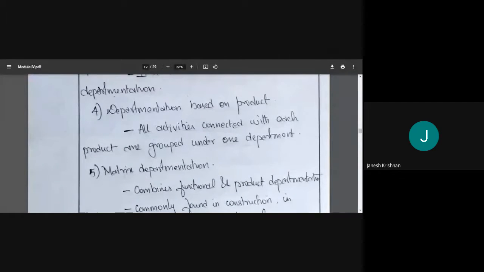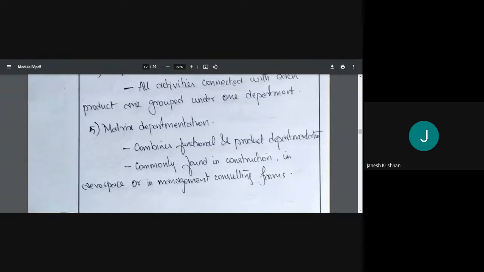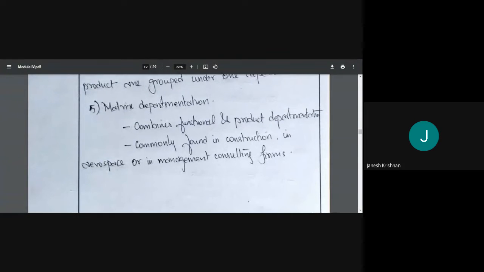Then the last one is matrix departmentation. Matrix departmentation means it's a combination of functional and product departmentation, the first one and fourth one. It is commonly found in construction, aerospace, or management consulting firms. Okay? The example is, suppose you are having a construction company. So in your construction company, you will be doing everything, right? You will be constructing buildings, dams, high-rise buildings. Okay? You'll be building stadiums, whenever it comes.